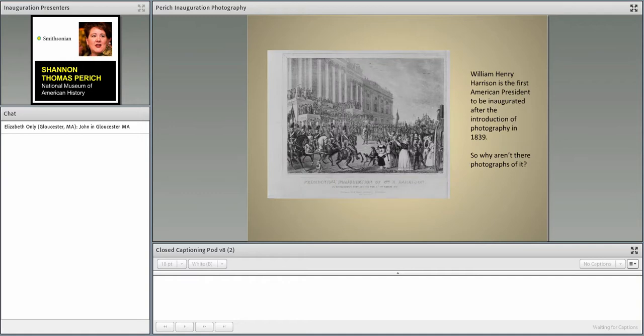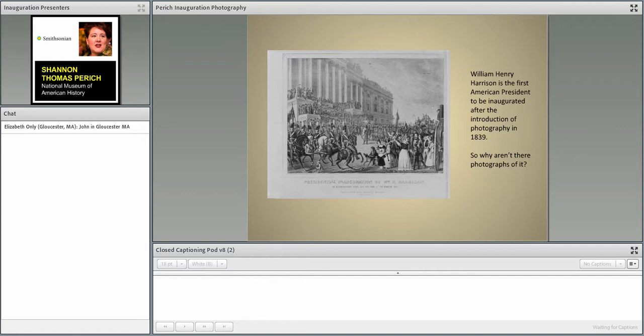So we're talking about photography, and here what have I done? I've given you a print. Why have I done that? Well, the first president that was alive when photography was around was William Henry Harrison. However, photography wasn't capable of photographing the event yet. So I wanted to give us a landing place.